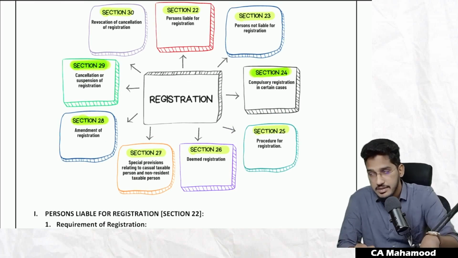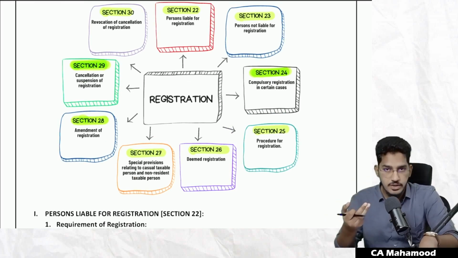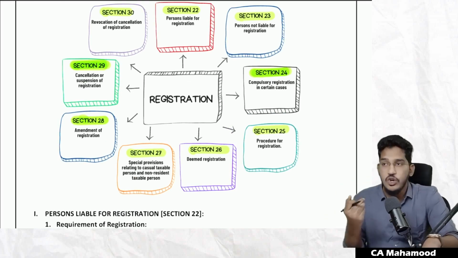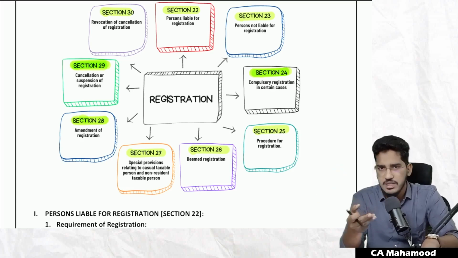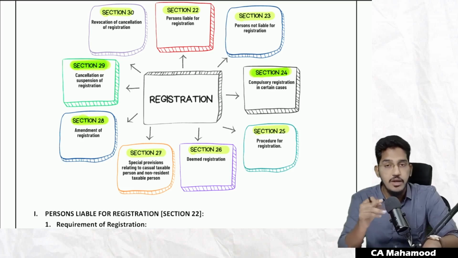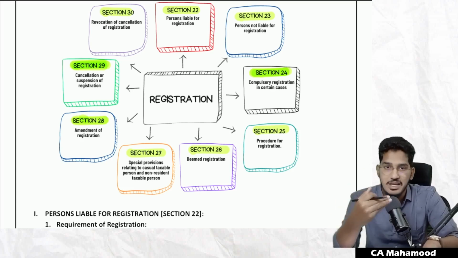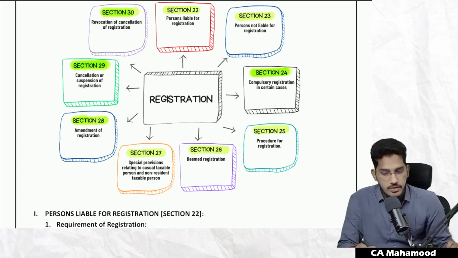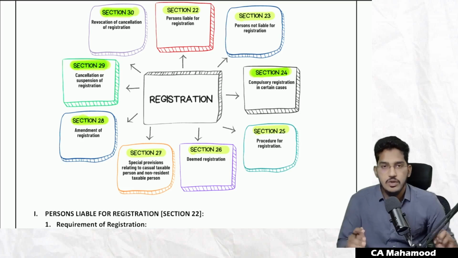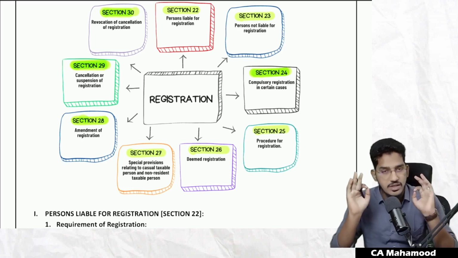Your registration is cancelled, but if you want to revoke it, that means you want to bring back your business, you want to make your registration once again active. Your registration is cancelled, you did something wrong, your registration was cancelled. If you want to make that registration once again active, that we call revocation of cancellation of registration. That is addressed under section number 30. So all these provisions we are going to cover in this particular chapter called registration.